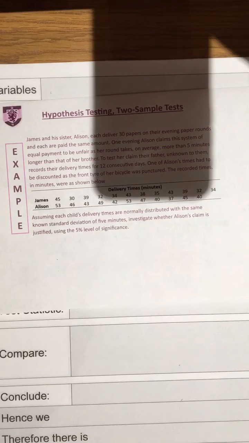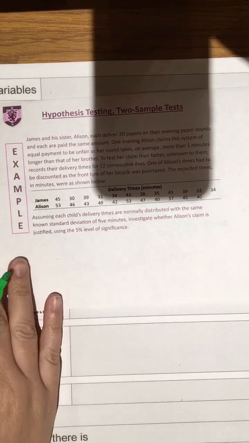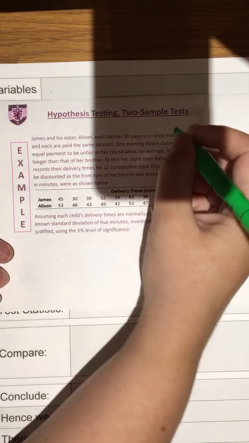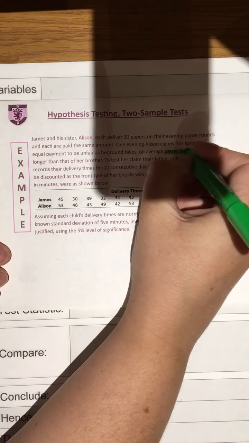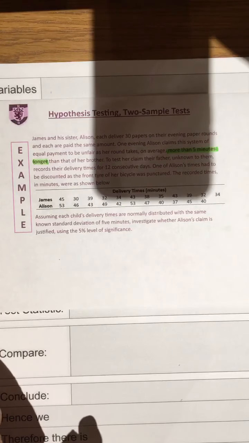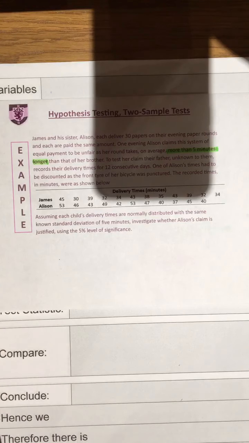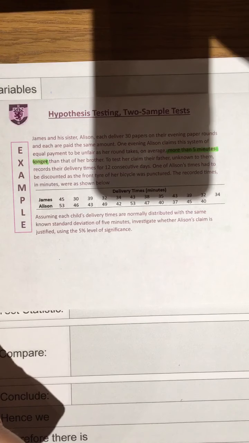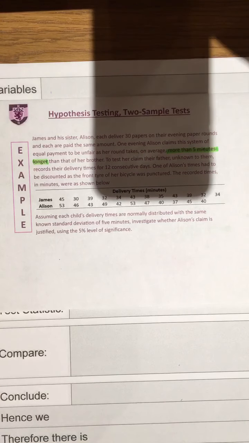It says James and his sister Alison each delivered 30 papers on their evening rounds and each paid the same amount. One evening, Alison claims that this system of equal payment to be unfair as her round takes on average more than 5 minutes longer. So this bit is where it's important. She's not just saying that her round takes longer. This is not just mu A is greater than mu B. This is that it is more than 5 minutes longer. That 5 minutes is really important, and that needs to be included in our hypotheses, and it needs to be included in our test statistic.